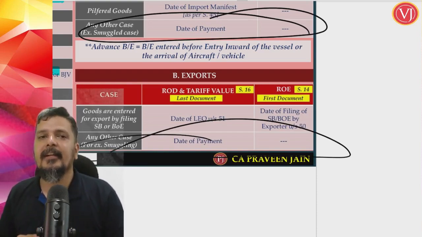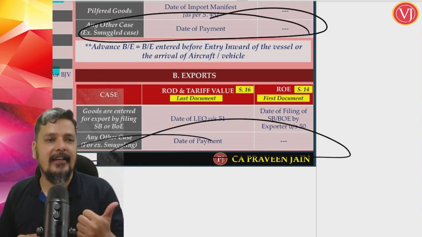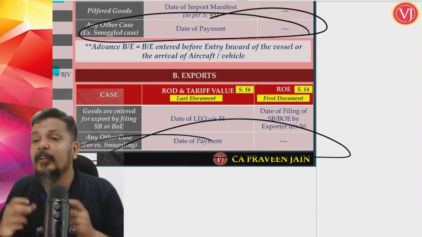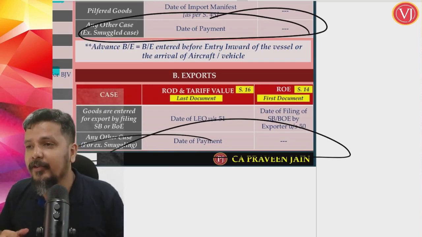So that is everything about selecting the exchange rate and selecting the rate of duty, which will be part of your valuation question. Thank you.